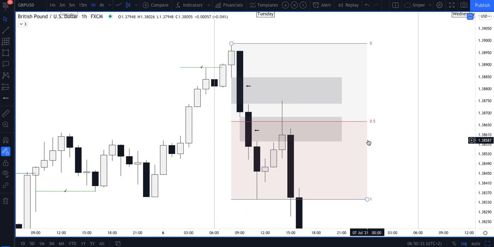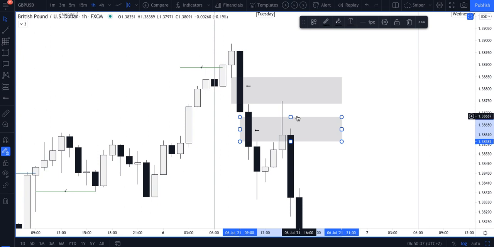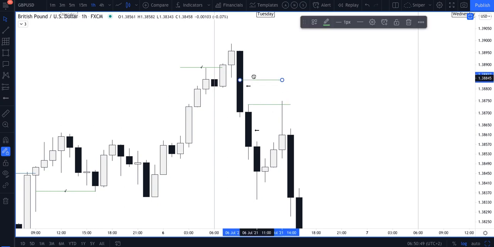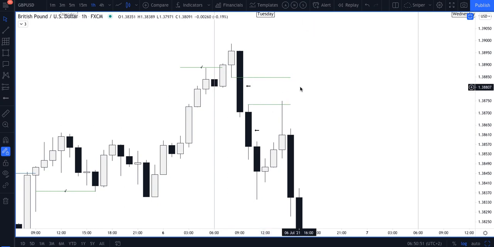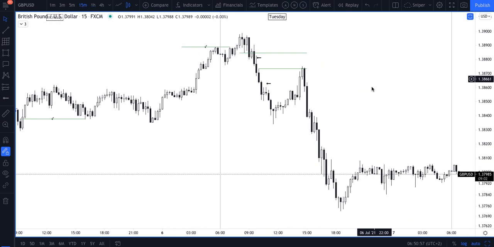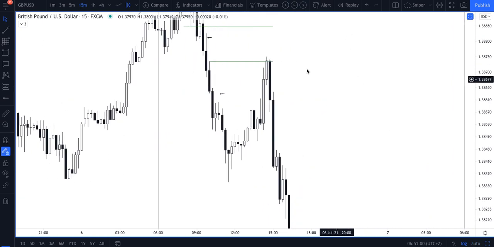Let's take that away. We're not going to look at this area because it's in the discount. We're going to look at this area, and I'm just going to mark out the high. That's where it starts, and that is where it finishes. So that is the zone we're looking at. On the 15-minute, we're now looking to see other confluences.